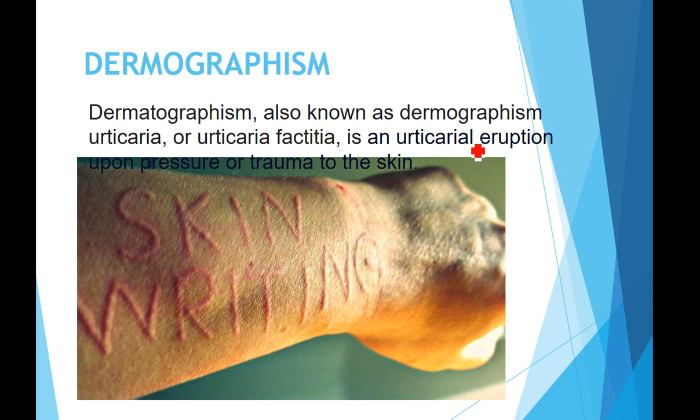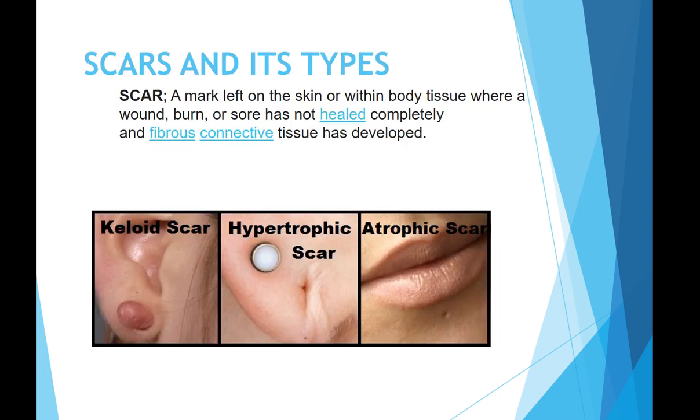Now this is dermatographism, or dermatographism urticaria or urticaria factitia. It is basically urticarial eruption upon pressure and trauma to the skin. Like this skin writing you can see in this picture. If you place a pen that is blind-ended, like it doesn't open its nib, but you apply pressure on this area in a specific direction, after that you will see that the skin will erupt like this, right? This is an urticarial eruption. Okay, so this is dermographism.